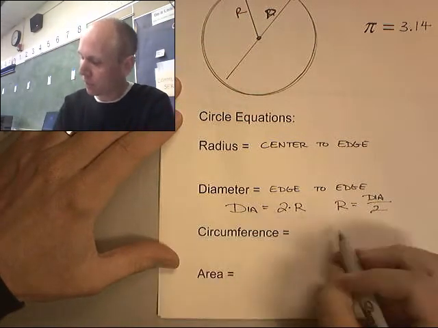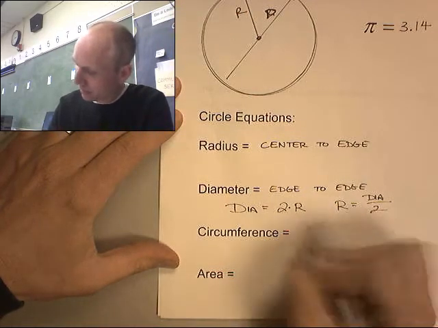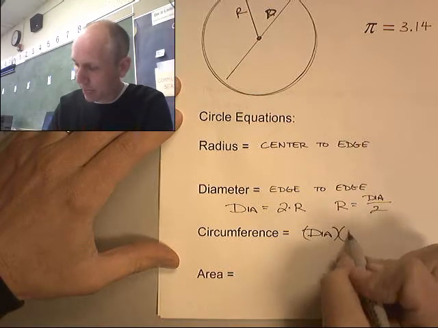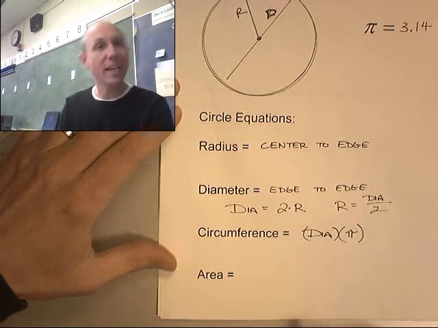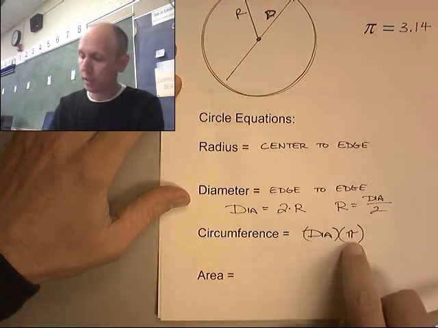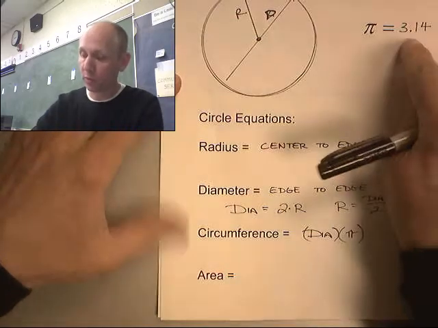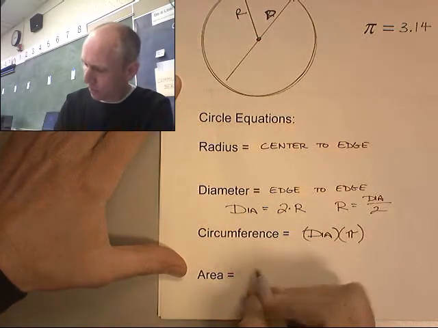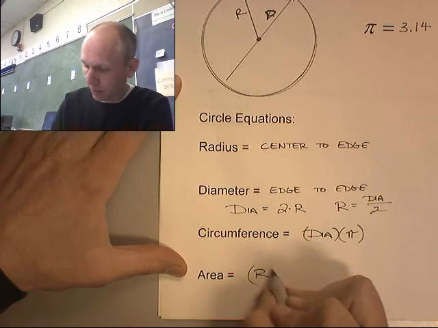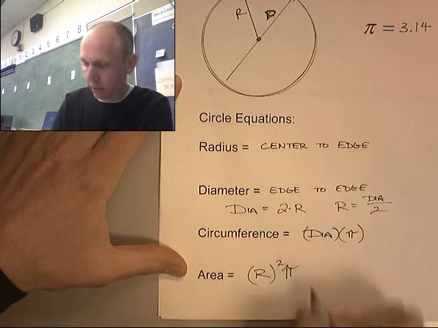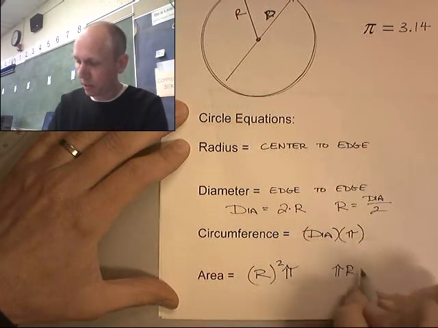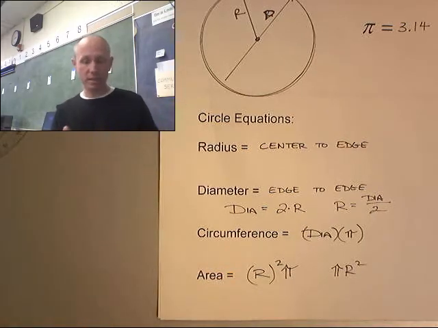To calculate circumference, it's diameter times pi. That's how we calculate the distance around a circle, the diameter times pi, and we'll be using 3.14. Area of a circle is radius squared times pi, or pi r squared. Pi r squared is how you calculate the area of a circle.